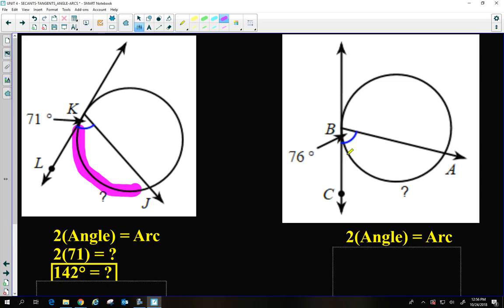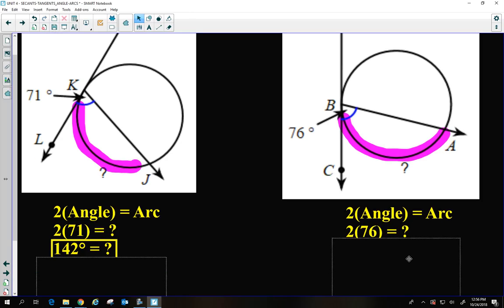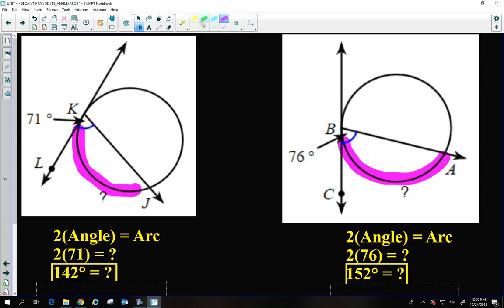For this one, I know the angle again. I want to know the arc here. So I plug 76 in for the angle, question mark in for the arc, multiply by 2 and get 152. Sometimes we'll ask for the other arc. And so what we could do is, if we wanted to know the yellow arc, we could just subtract our answer from 360 and find out how big that arc is, since these two arcs together make the whole circle. So just keep an eye out for that.